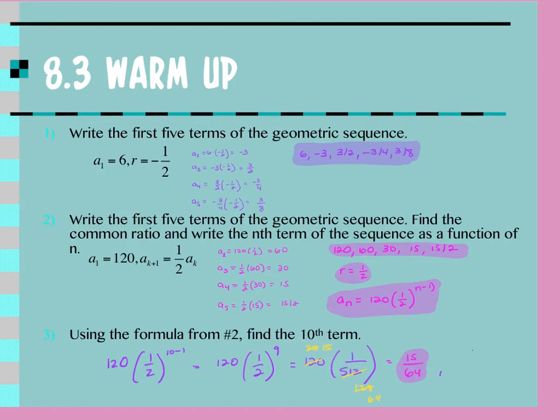All right, so I just worked through the first three. Number one says write the first 5 terms of the geometric sequence. So geometric means you're going to multiply the number each time. So 6 times negative a half gave me -3, and then -3 times negative a half is 3 halves. 3 halves times -1 half is -3/4, and then -3/4 times negative a half is 3/8.